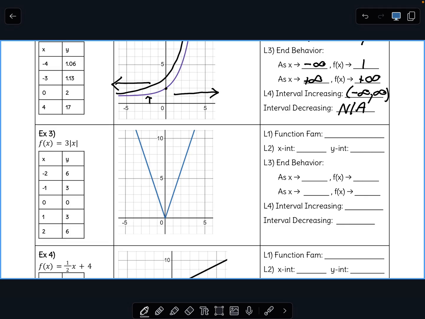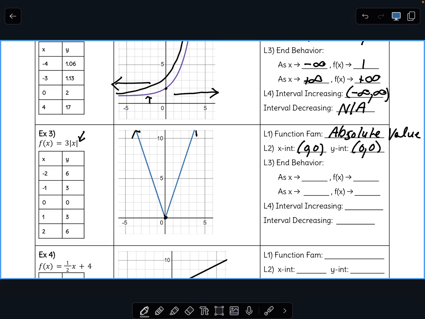So number 3, look at it. It looks like a V. And you have these absolute value symbols there in your function rule. So you know this is an absolute value. Okay, now look for your x and y intercepts. Well, right here, it's going to be for both of them. So we have it at (0, 0), and our y-intercept is also at (0, 0).